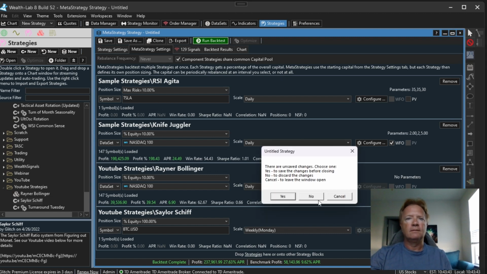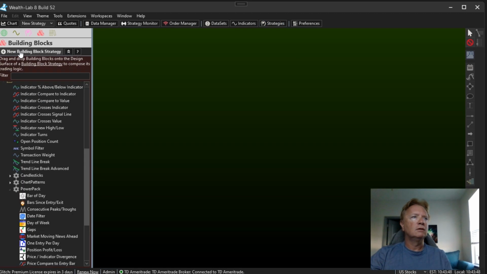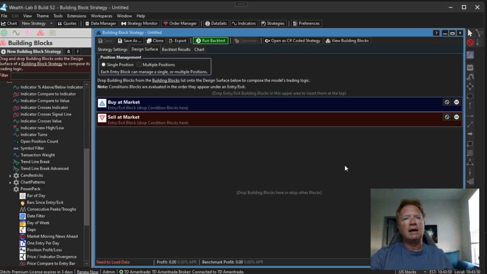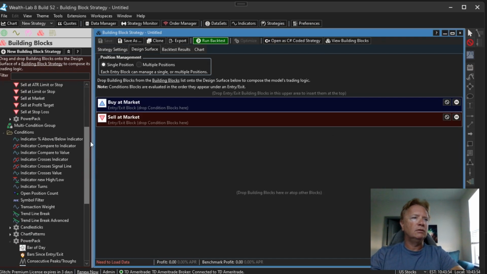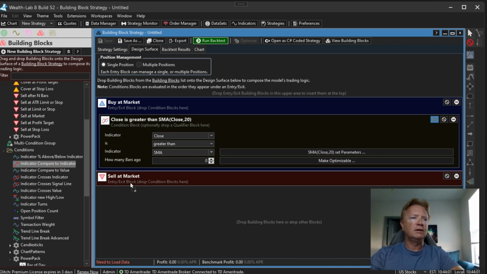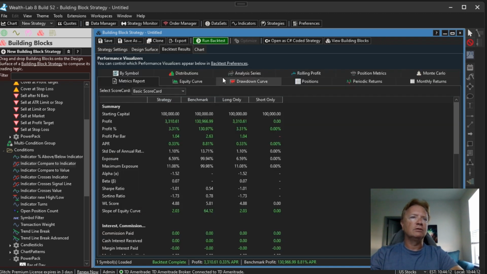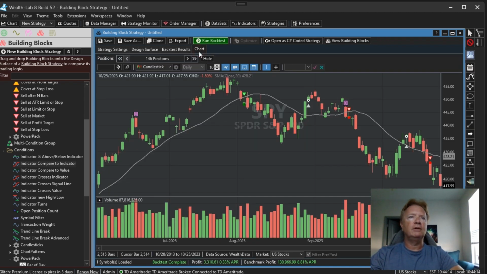Next, let us create a new building block strategy, and let's do a simple moving average crossover: indicator compared to indicator. Close is greater than moving average to enter, close is less than moving average to exit. And let's just run that, make sure it's behaving properly.